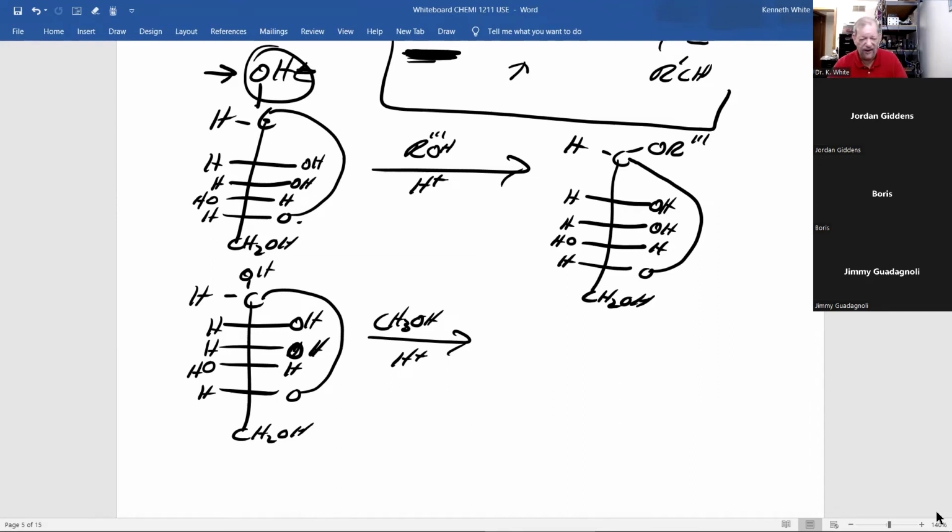And what do we have here? This right here, the hemiacetal form of glucose. We're reacting, what's this? This alcohol. What's our triple prime? This right here.